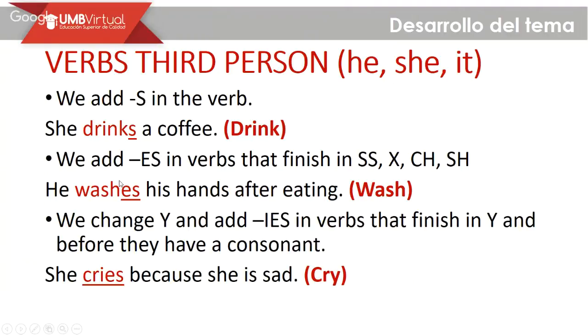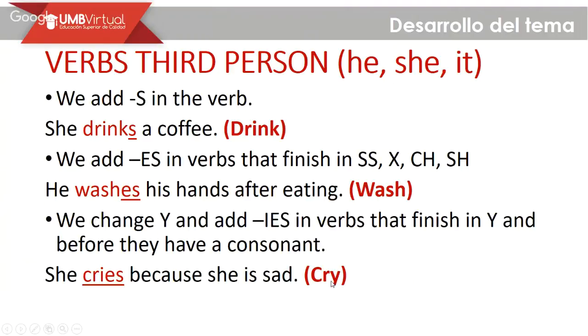Agregamos una S. En el caso en que ese verbo finalice en doble S, X, CH, SH, vamos a agregar ES. He washes his hands after eating. And finally, we change this Y and add IES in words that finish in Y and before they have a consonant.